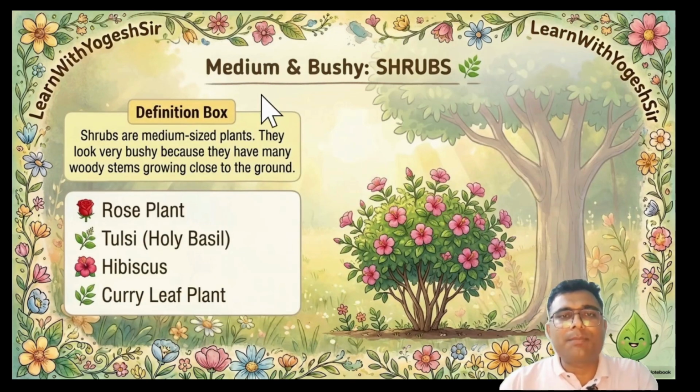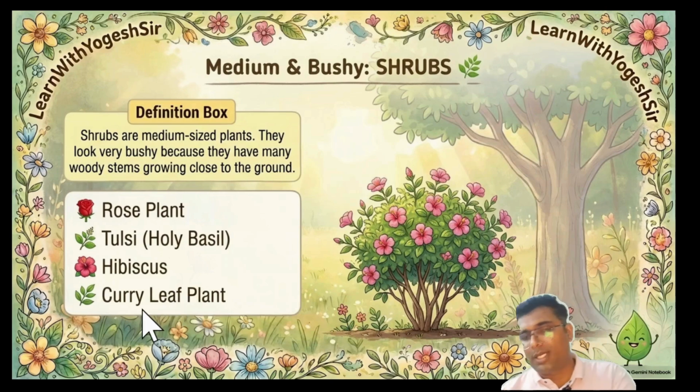Next are medium and bushy shrubs. Definition: shrubs are medium sized plants. They look very bushy because they have many woody stems growing close to the ground. You can see here in the picture, many stems are coming out close to the ground. Examples of shrubs are rose plant, tulsi, hibiscus, curry leaf plant.